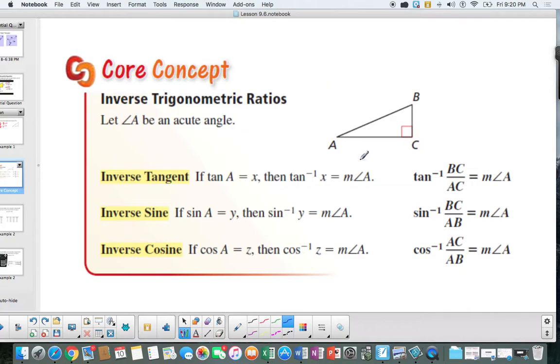The inverse trig ratios are going to help us find the angles. So this is what you're used to seeing: the tangent of angle A is equal to some ratio, and the ratio can be in fraction form or in decimal form. This symbol right here is going to say the tan inverse of the ratio is equal to the angle. And this will be true for inverse sine and inverse cosine.